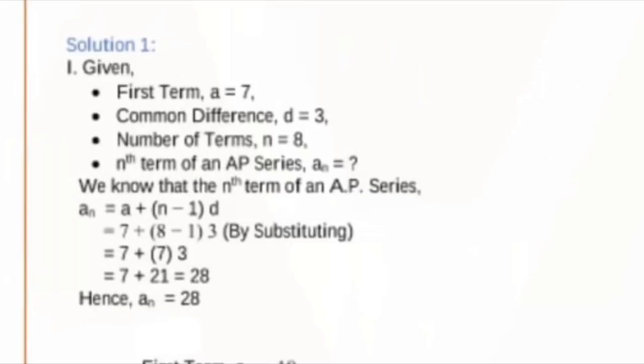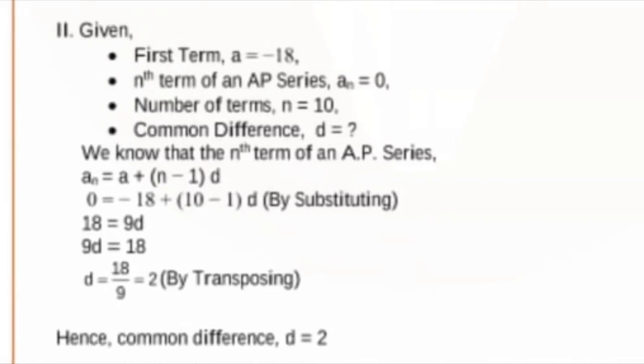Formula for nth term is a plus n minus 1 into d. Let us replace a, n and d by the given values. So we have 7 plus 8 minus 1 into 3, which is equal to 7 plus 7 into 3, which is 7 plus 21, which is equal to 28. Now in the second part, first term is minus 18, nth term is 0, n is 10, and here the common difference d is missing.